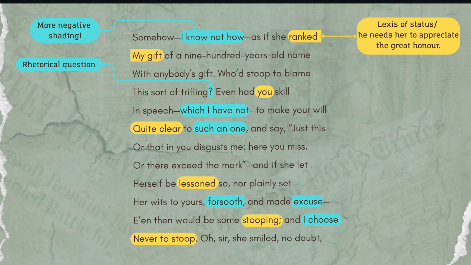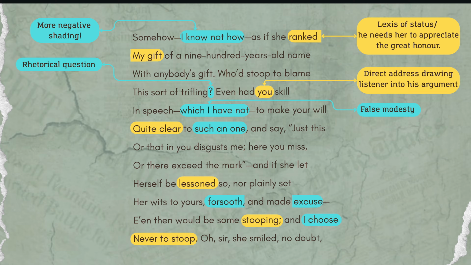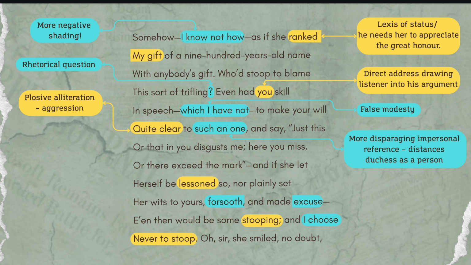And then again, this direct address, even had you skill in speech, which I have not. Well, he's doing quite a good job, isn't he? Bit of false modesty to make him seem more approachable, more likeable, maybe. So even if you have skill in speech, which I have not, to make your will quite clear. So we can look at some stylistics here. Quite clear, plosive alliteration denotes some aggression. And then that's followed up with to such an one. More disparaging, impersonal references.